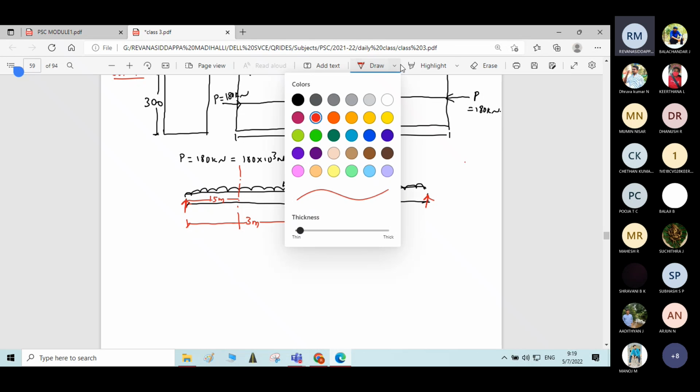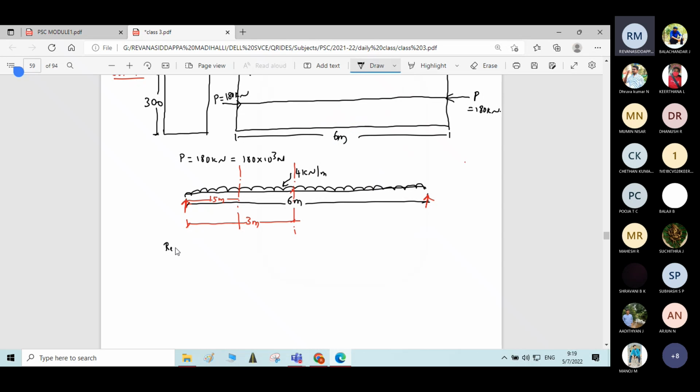Okay. Therefore, reaction at the support is equal to WL by 2.